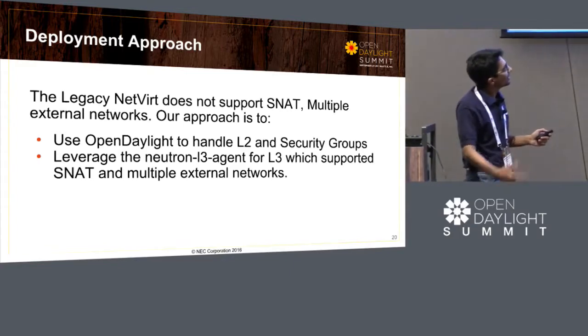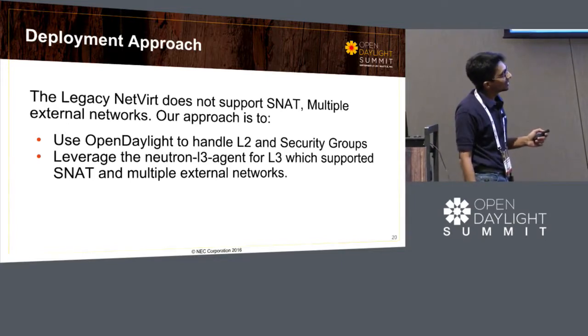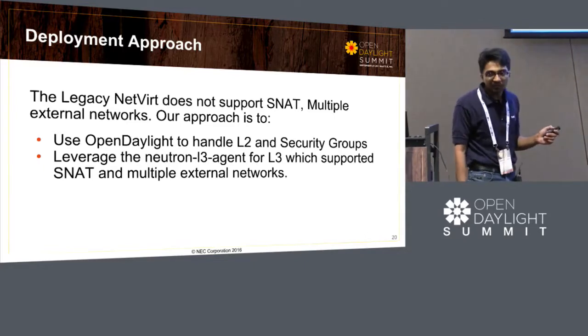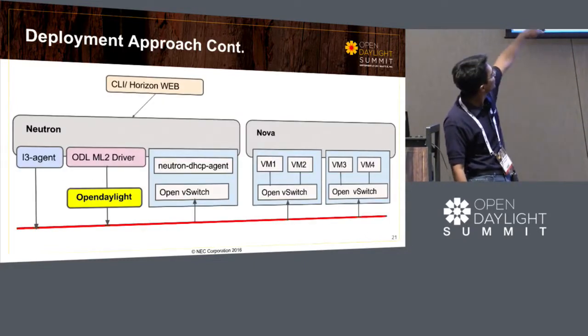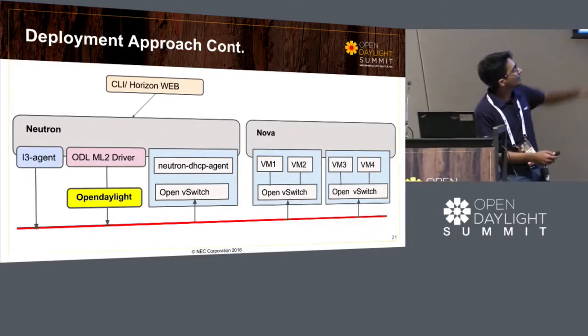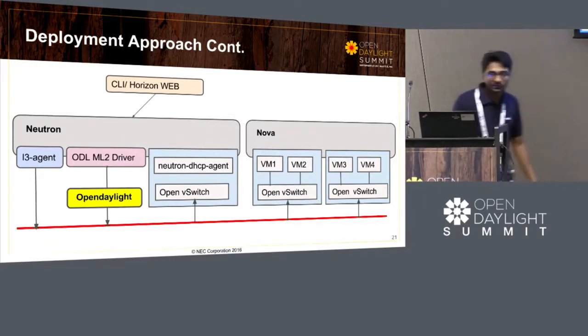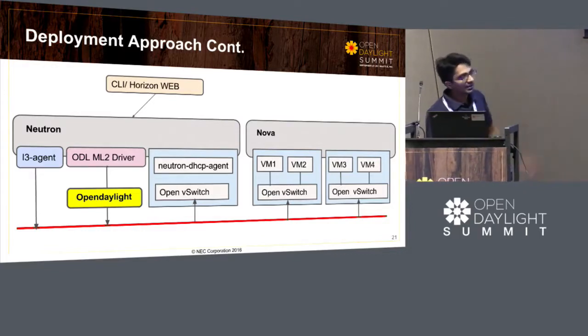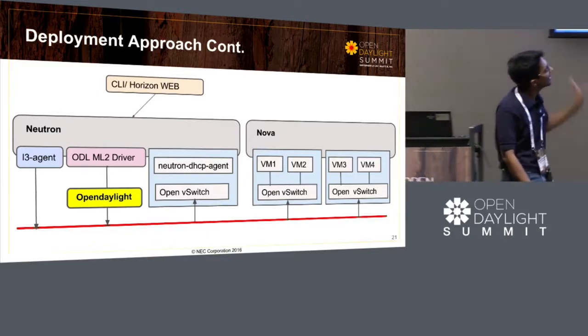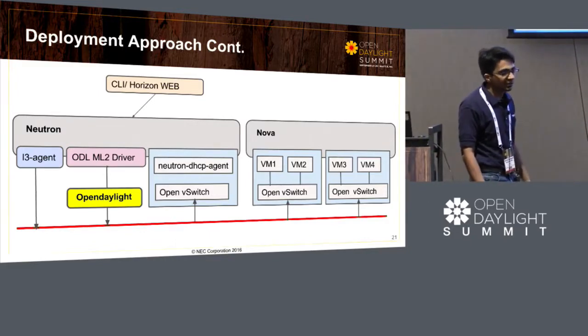We will use ODL just for handling L2 and security groups, and for L3 and the other features that we require, we would let the components in OpenStack do that for us. This is the architecture that we planned. Here is where OpenDaylight fits in. It handles only the L2 and security groups part. For L3 and other requirements, the Neutron L3 agent is used. This is the architecture we chose for deployment.